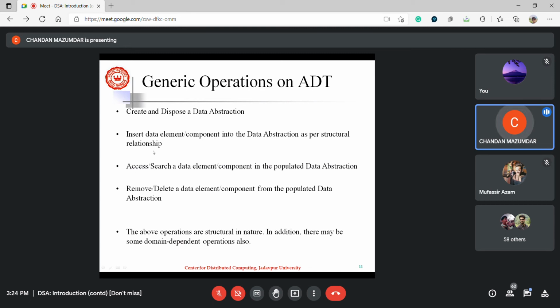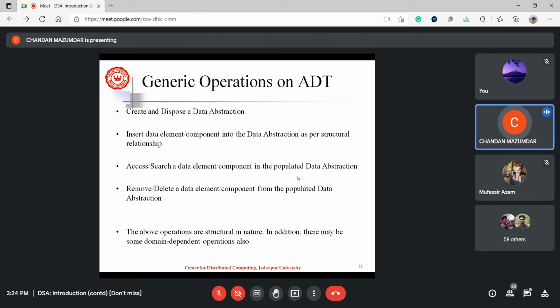Then after you insert them, you must be able to access or search that data element or component in the populated data abstraction. So you have an empty structure, then slowly you enter a number of data elements, and then you can search the entered data elements. If the element is not there, the search will show you that the element is not there. And finally, you can remove or delete the data element from the populated data abstraction.